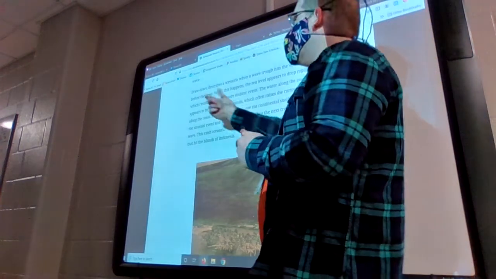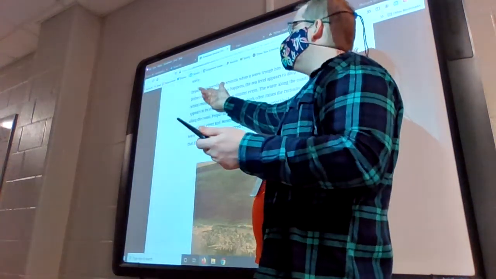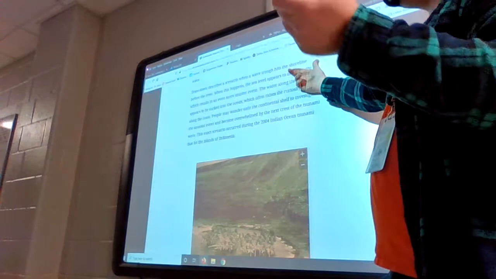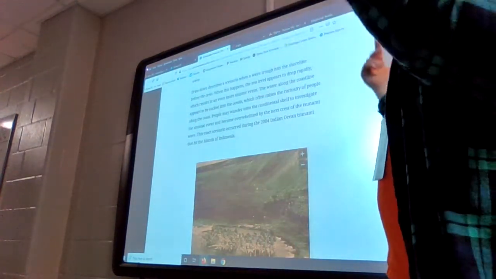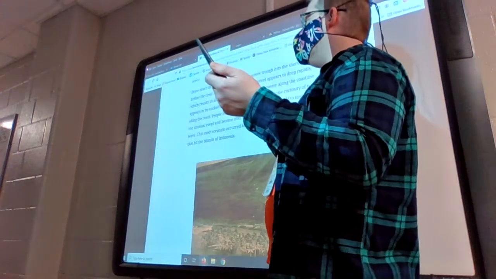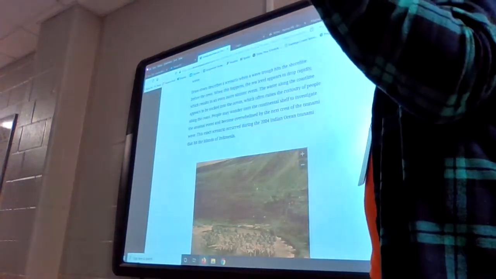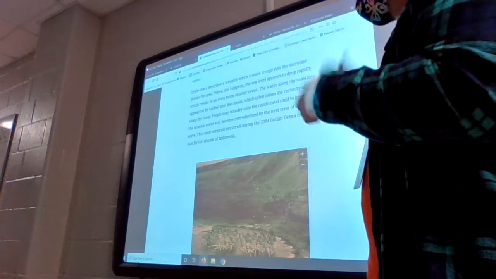So, the drawdown they talk about in this chapter, the drawdown describes a scenario where the wave trough hits the shoreline before the crest. When this happens, the sea level appears to drop rapidly, which results in an even more sinister event because it looks like the water has gone away and then it comes in.